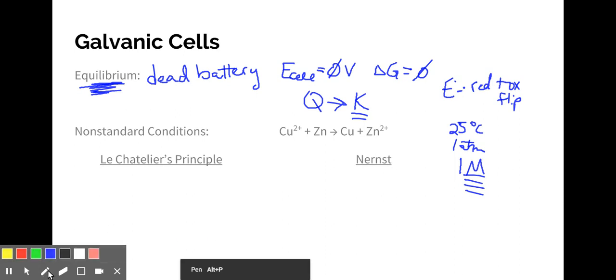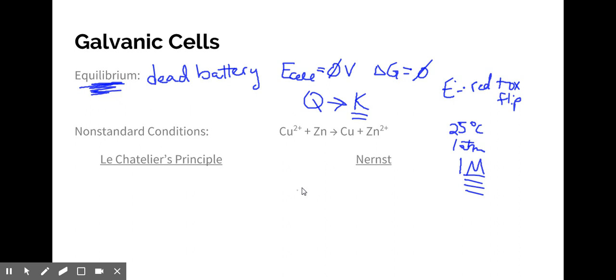So let me give you this Nernst equation. They don't ask questions about it as often, but I still require you guys to know it. If you ever have to use it on an exam, I will give it to you because it's no longer on your equation sheet. So, E cell is equal to E naught cell minus 0.06 over n, times the log of Q.